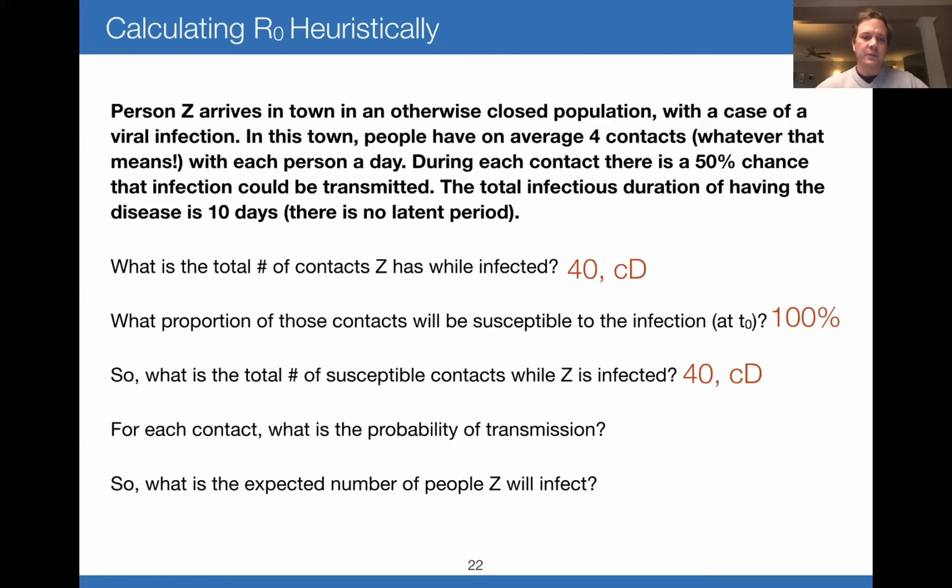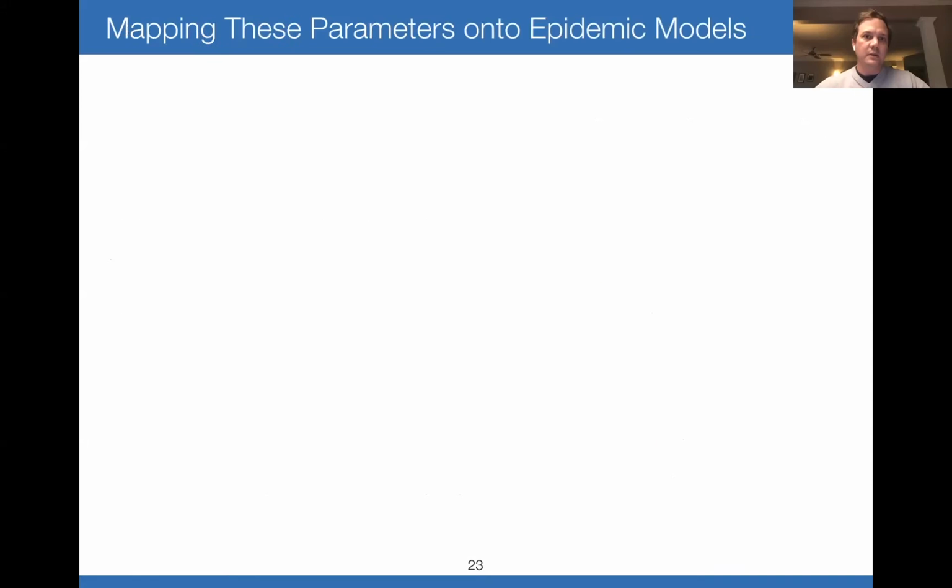And then for each contact, what's the probability of transmission? 50% from above, and we'll represent that with that parameter that we'll call tau. So what's the total expected number of people that Z will infect? Well, we can just take the product of those 3 parameters, tau times C times D, and come up with that expected number, or 20. And that's the heuristic definition of R0. That's how we get to R0 in one definition.